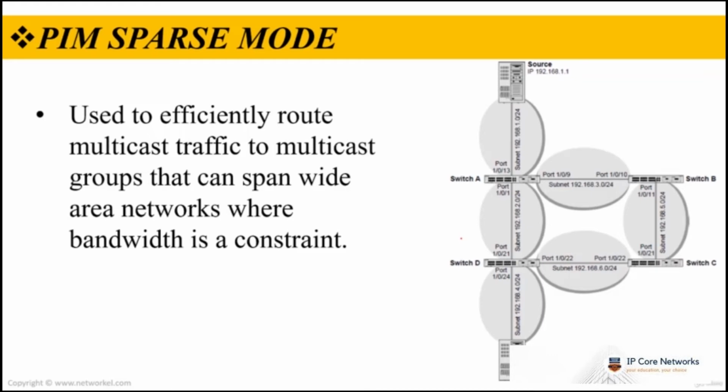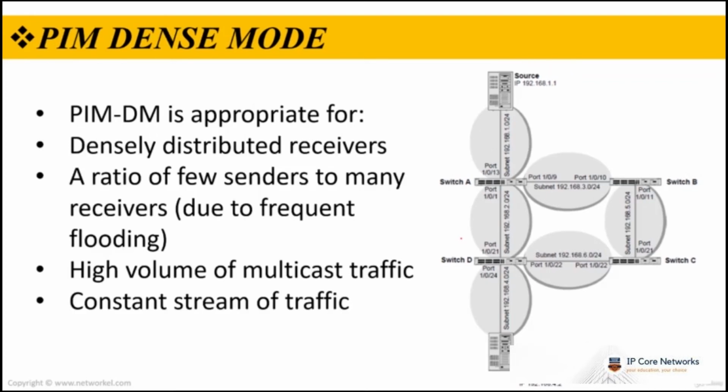So, when it comes to PIM Dense Mode, it is appropriate for densely distributed receivers, a ratio of few senders to many receivers, high volume multicast traffic, and a constant stream of traffic. PIM Dense Mode uses the existing unicast routing table and join, prune, and graft mechanisms to build a tree. It creates source-based shortest path distribution trees, making use of reverse path forwarding.